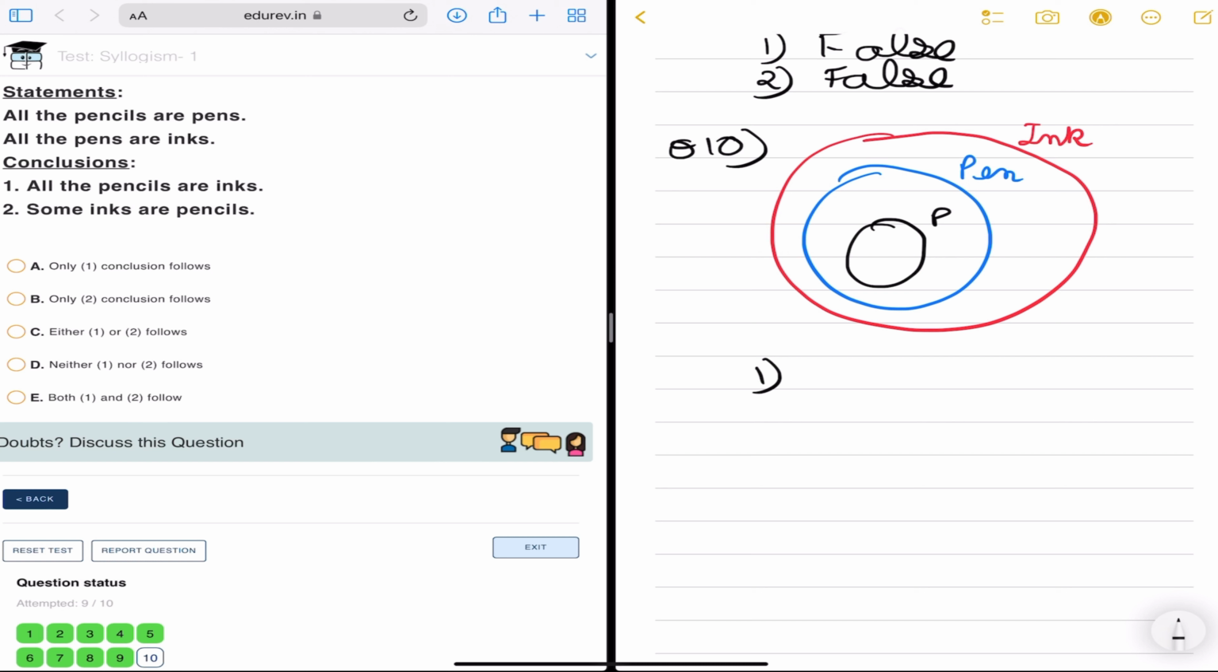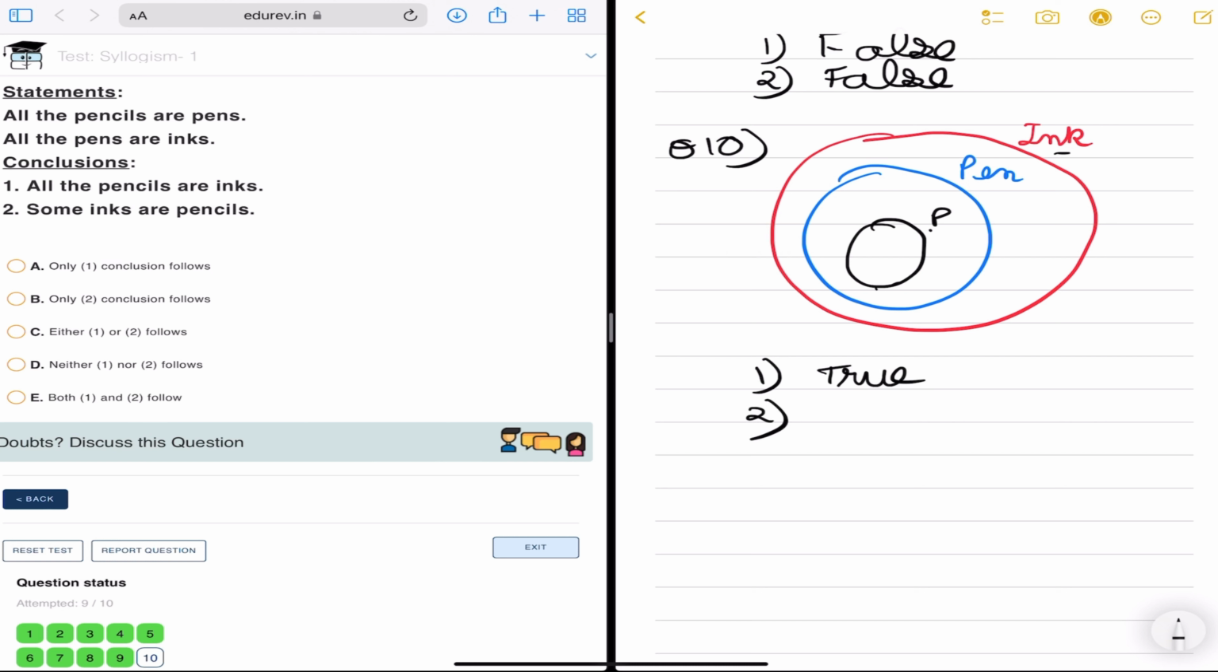Now our conclusion reads, first, all the pencils are inks. That makes sense because all the pencils are pen and all the pen are ink. So by the transitive property, all the pencils will also be ink. So here conclusion 1 is true.